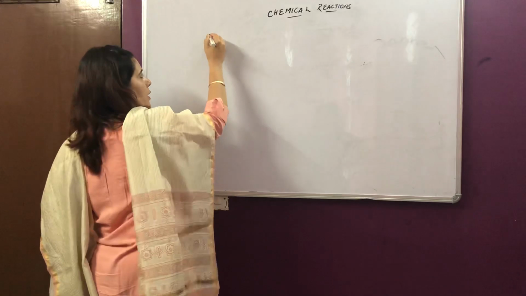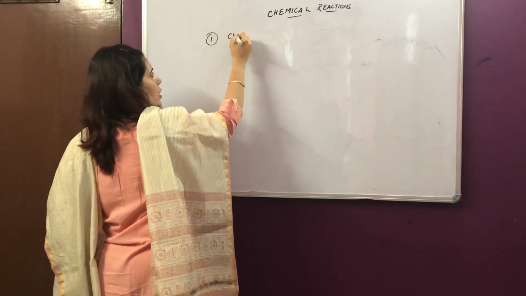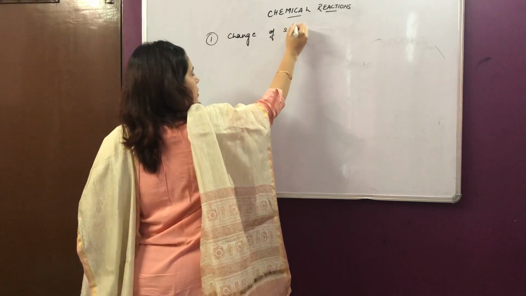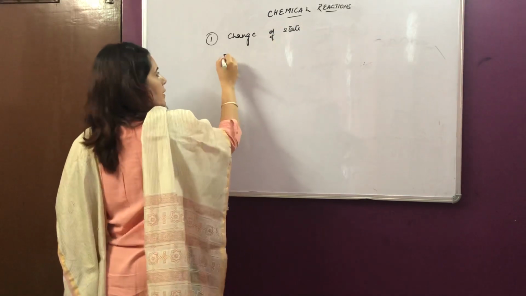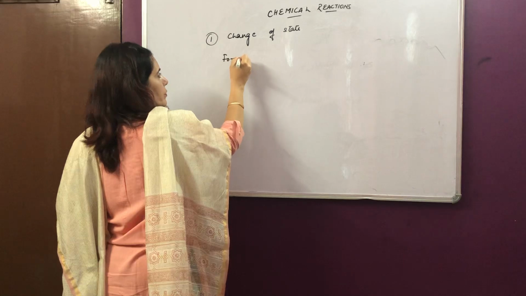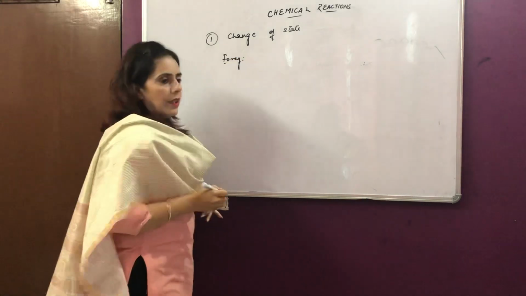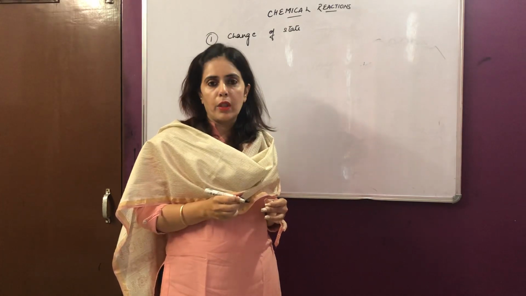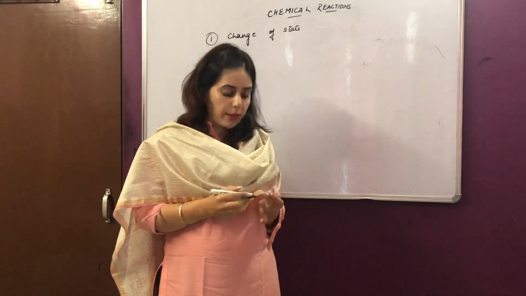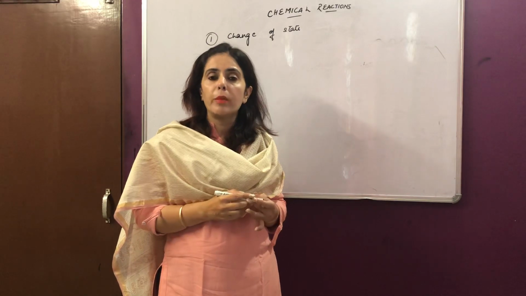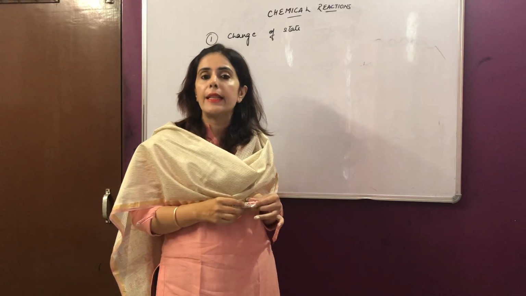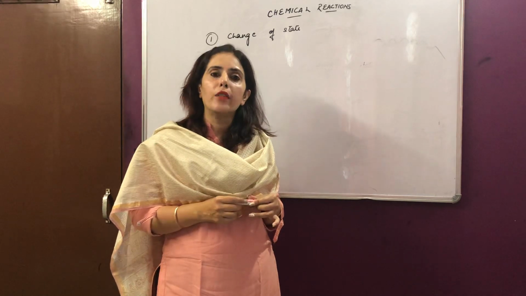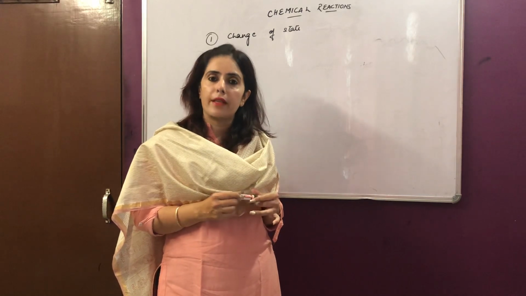So the first one is change of state. For example, let us take the example of burning of magnesium ribbon. We all have read in the previous classes that whenever the magnesium ribbon burns, it burns with a dazzling white flame and gives a white ash. So what kind of chemical reaction is taking place there?